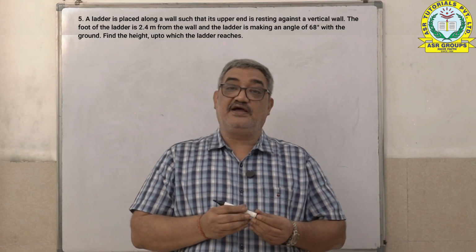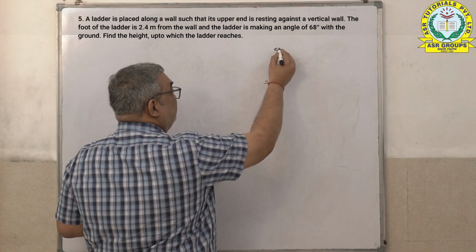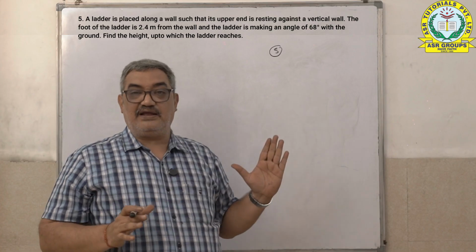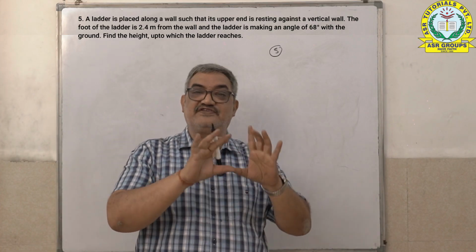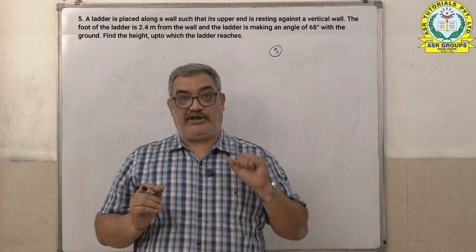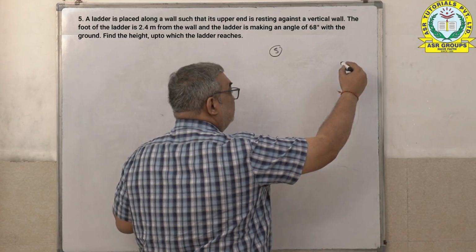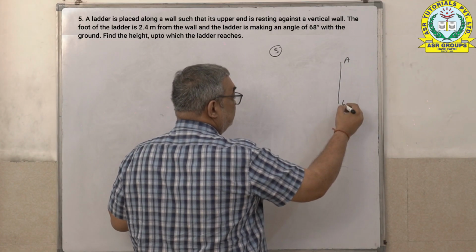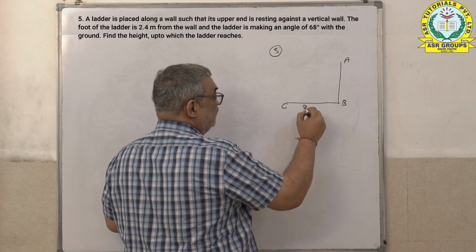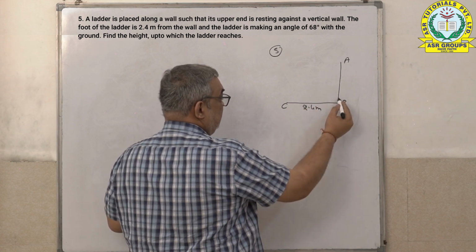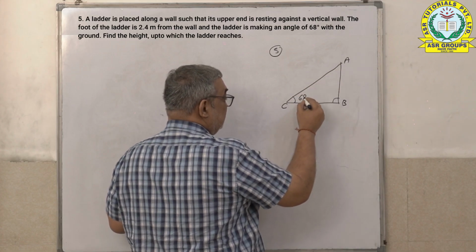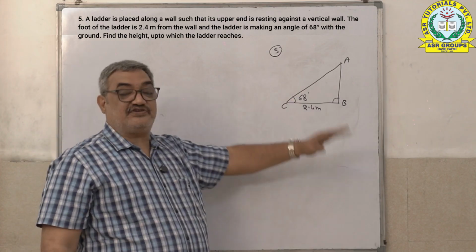Welcome dear friends. Now the next, sum number 5. Whatever sums I am doing, before I explain, the sums will be reflected on your screen. You can read or you can just take a screenshot so you know what sum I am doing. This is the tower. A person stands here. He is 2.4 meter away from the tower. The angle of elevation is 68 degree. Find the height of the tower.